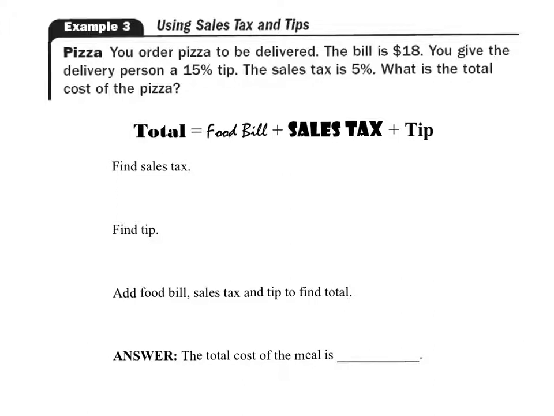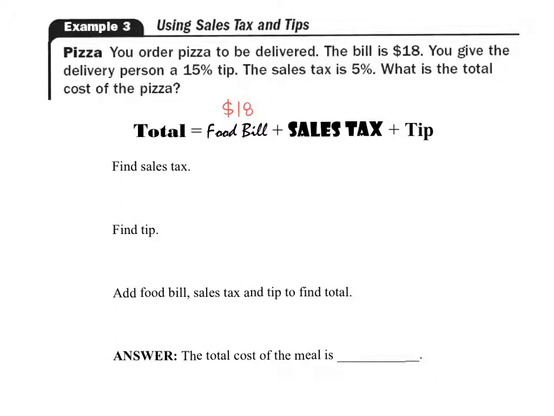The bill is $18. You give the delivery person a 15% tip. The sales tax is 5%. What's the total cost of the pizza? So to find the total cost of the pizza, we're going to need to add the cost of the pizza, which is the one thing we do know in this problem. It's $18, plus the sales tax, plus the tip. So we have two steps here.